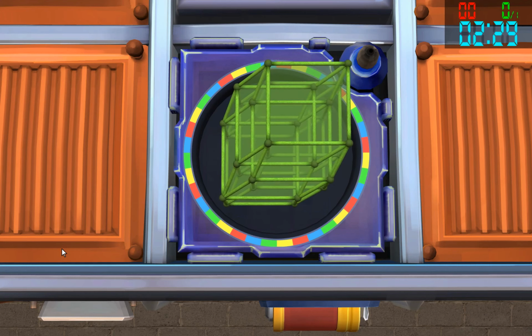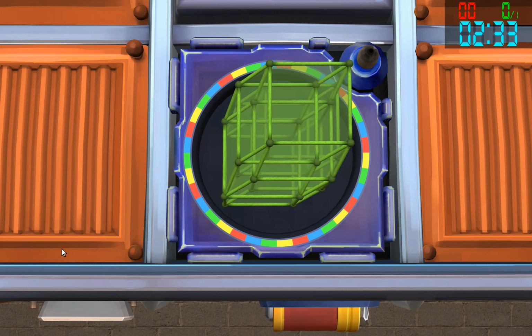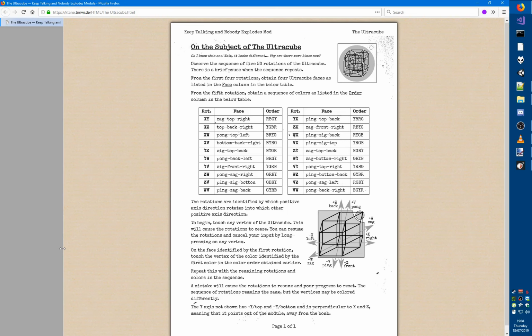This module looks very confusing at first. These movements of things are very weird, and looking at the manual, it doesn't seem to clear up a lot more. Especially if you're not familiar with 5th dimensional geometry, and to be honest, who is?